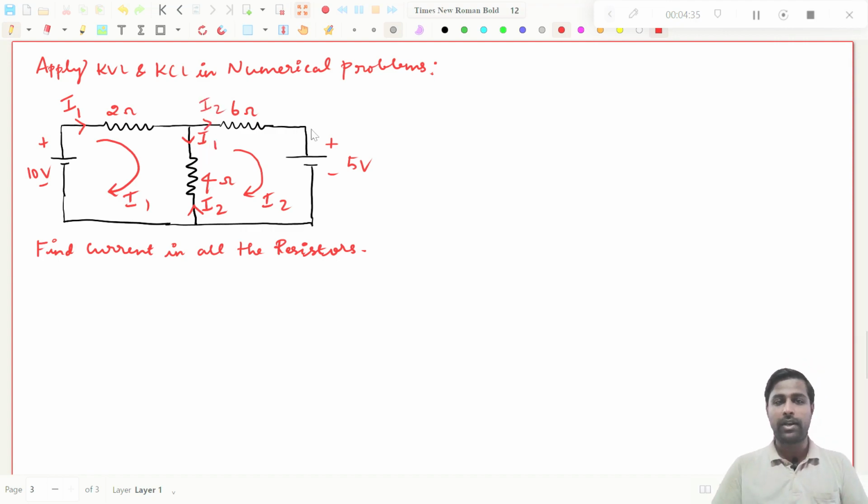And I have told you already, don't put any current directions for voltage sources, right? So this is the current direction. Now you have to write two expressions. For this loop you have to write a KVL expression, and you have to write a KVL expression for this loop, right? So you try to write that.